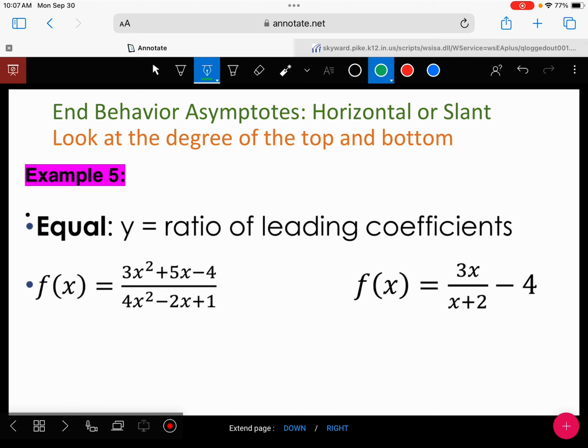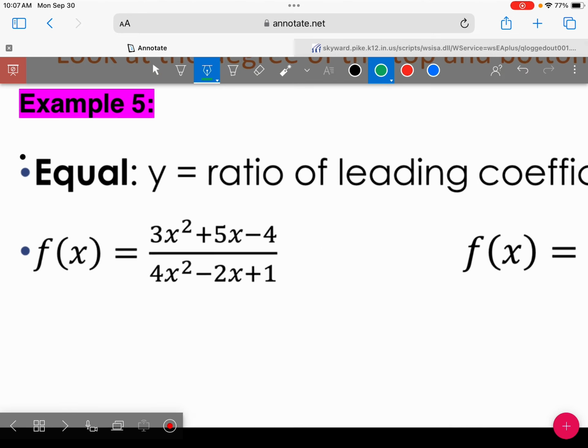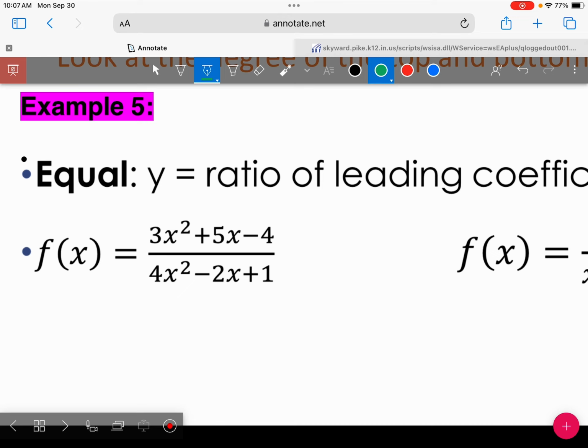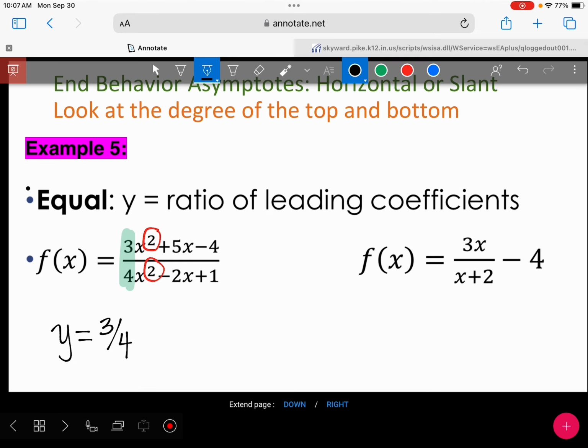So for example 5, notice that they're balanced. They both have a degree of 2. So because they're both a balanced quadratic, same degree, we're simply going to divide our leading coefficients. So that means that we have a horizontal asymptote at y equals 3/4. And remember, that is just a boundary that you cannot cross.